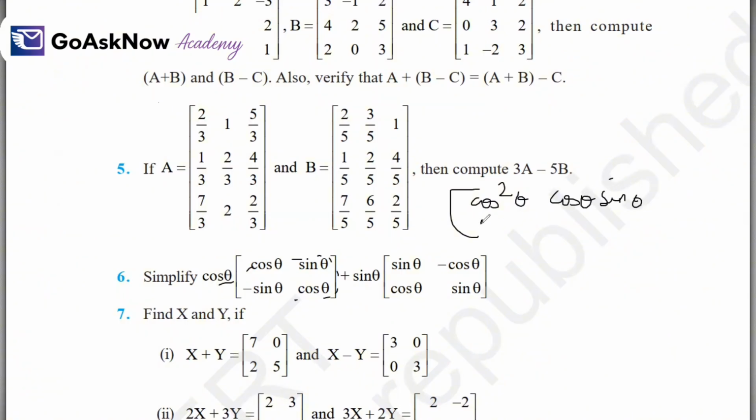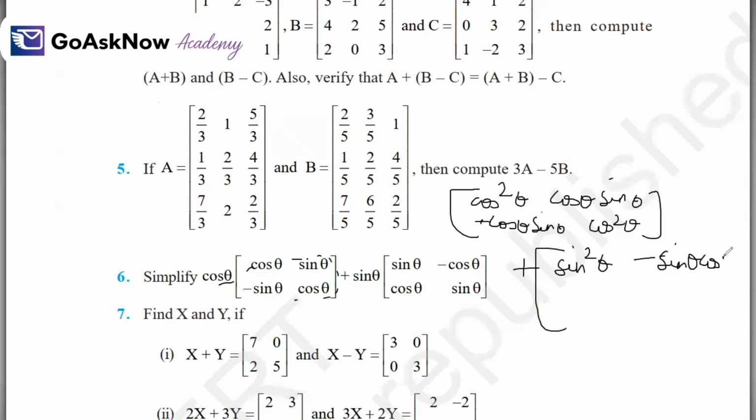Here you will get minus of cos theta sin theta, and here cos square theta only. Plus in the second one you will get sin square theta, minus of sin theta cos theta, and here cos square theta cos theta sin theta, and here you will get sin square theta only. Just do the addition of both the matrices element-wise.